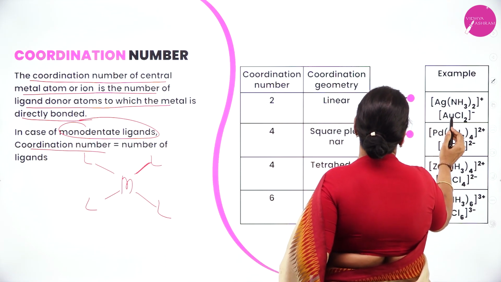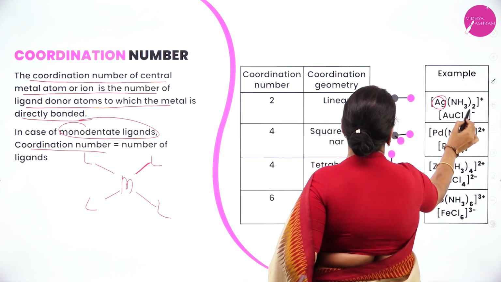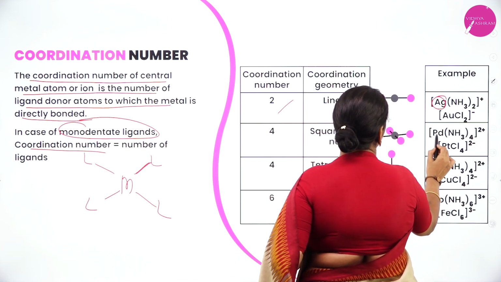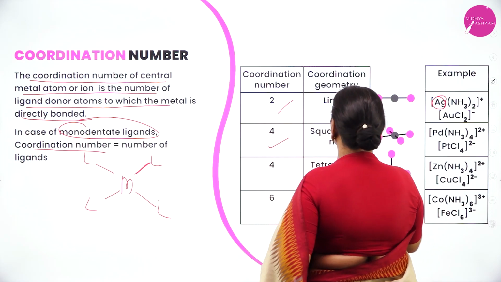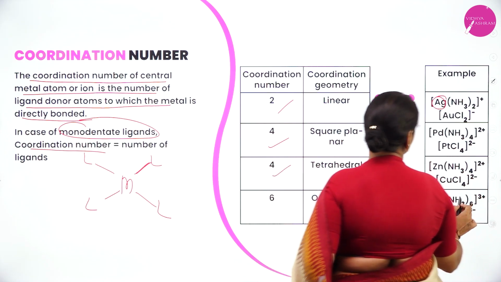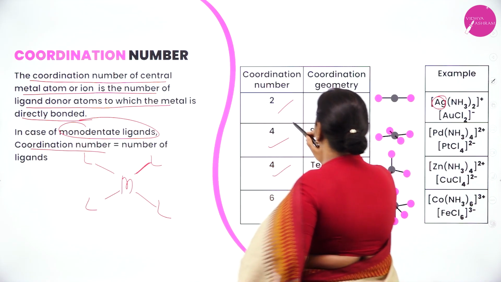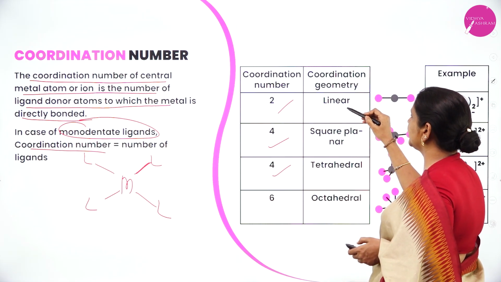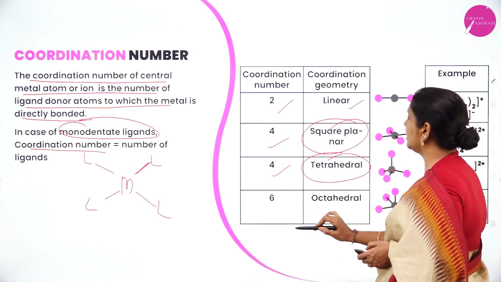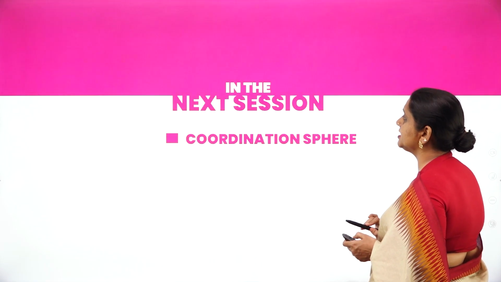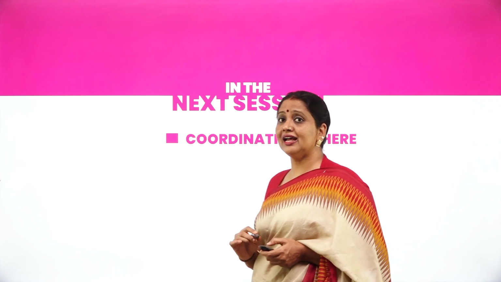For example, observe here: silver is attached with 2 ammine, therefore coordination number is 2. Here palladium is attached with 4 ammine, so 4. Zinc is attached with 4 ammonia molecules, therefore 4. Here cobalt is attached with 6. As for geometry, when the coordination number is 2, it is linear. For 4, sometimes it is square planar and sometimes tetrahedral. If the coordination number is 6, it is octahedral.